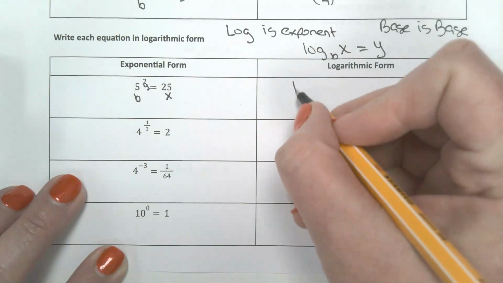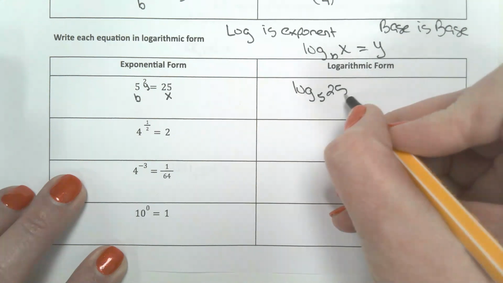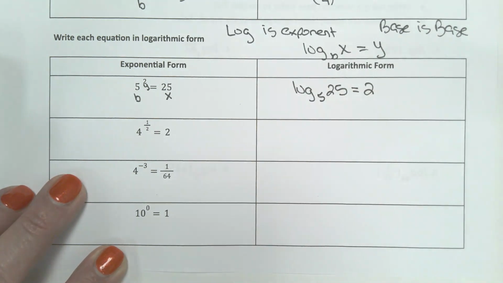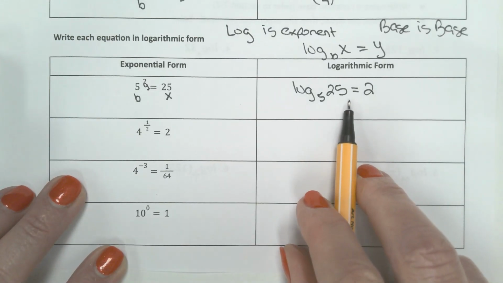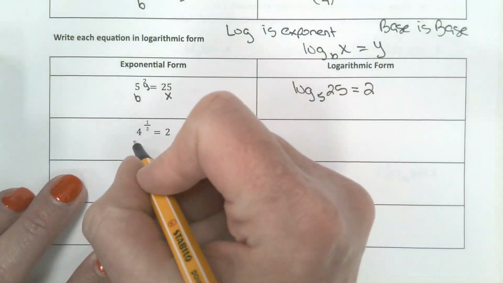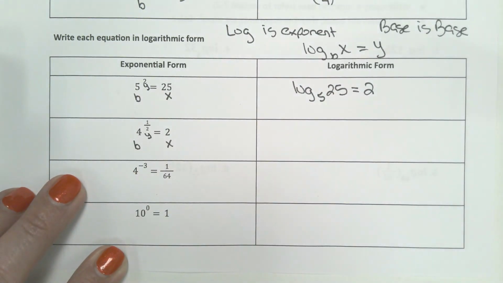So when I write this, I have log base 5, 25 comes to the other side, and then 2 goes to the other side of the equal sign. That's how your x and y are switching places. I highly recommend that you label them until you get good and comfortable with it. So there's my b, there's my y, and there's my x.